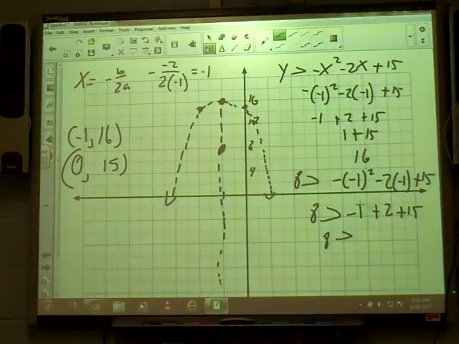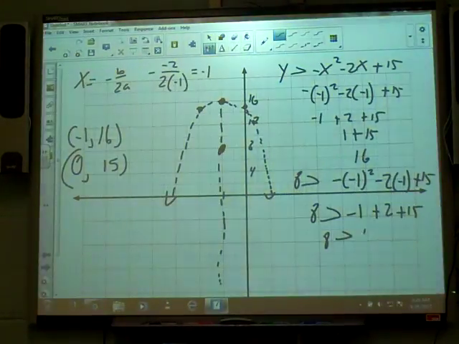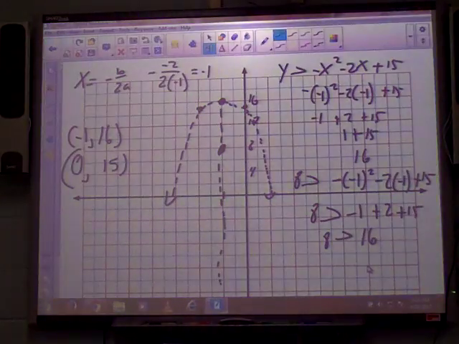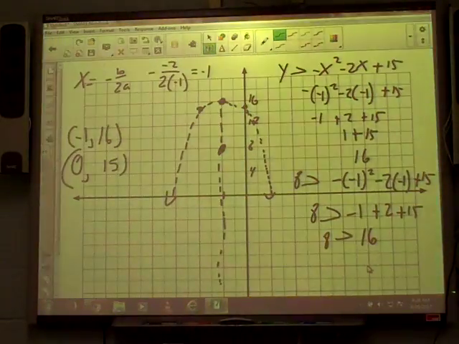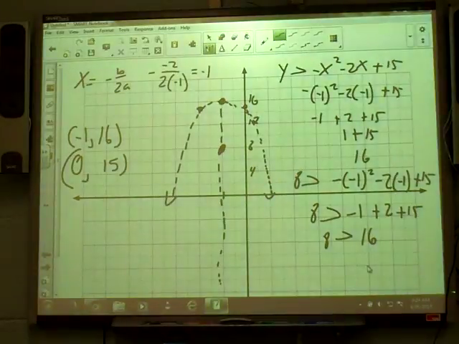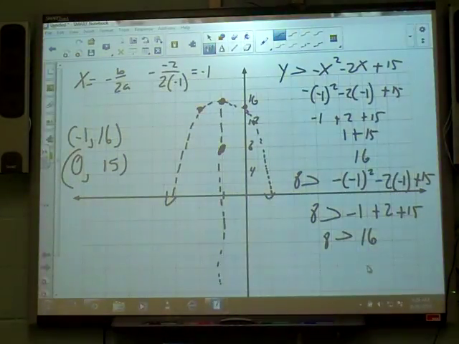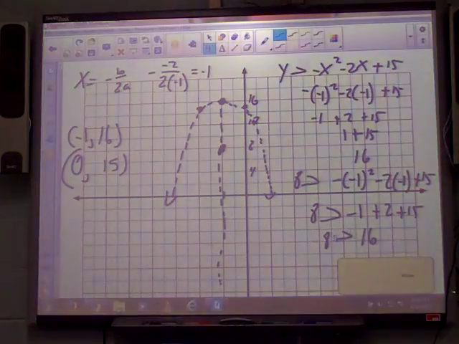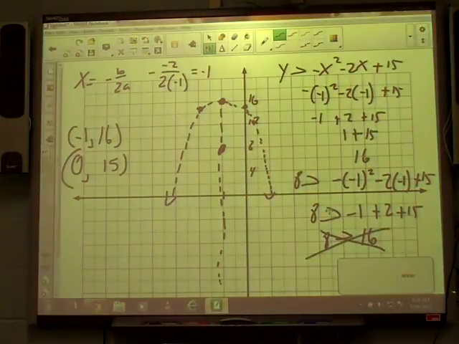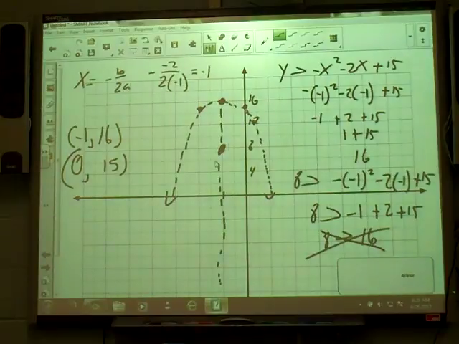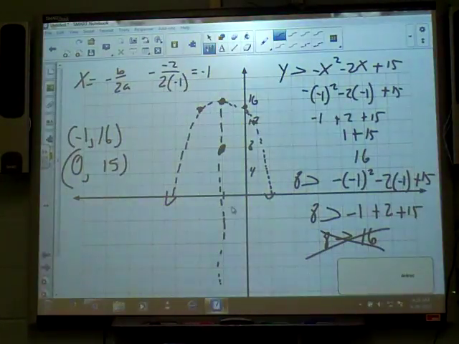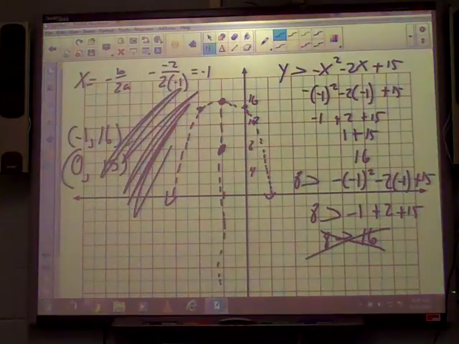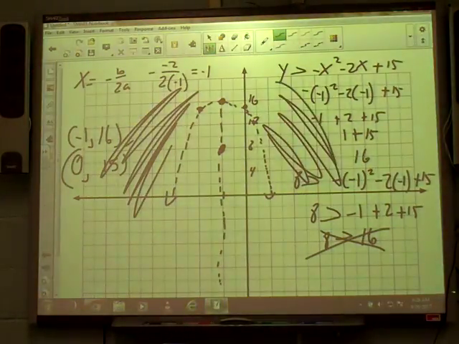8 is greater than, that's 1 plus 15. 8 is greater than 16. Alright, so we ended up on our test point with a sentence that says 8 is greater than 16. What do you think about that? No, 8 is not ever greater than 16. This is false. So my test point was false. That means I can't shade my test point. So I can't shade in the center of that parabola, which means my shading would be all around it. All around.